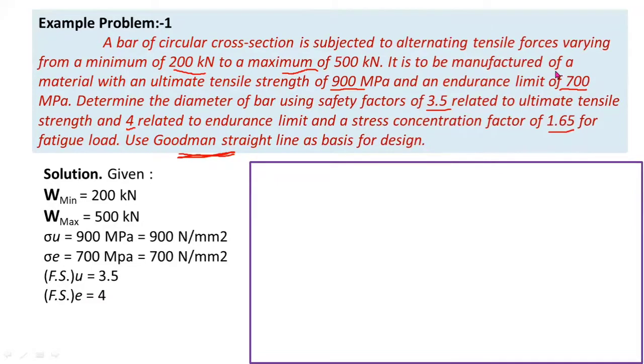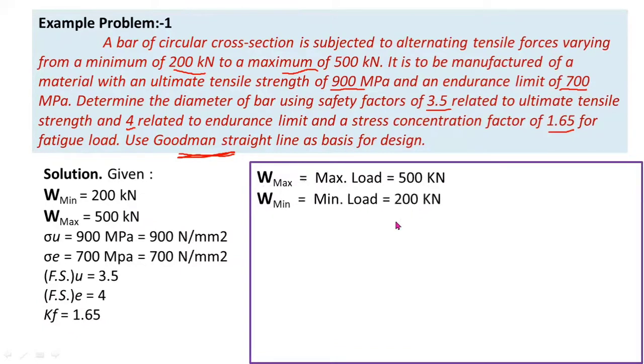Here the fatigue stress concentration factor is 1.65, that is KF. Okay, stress concentration factor for fatigue load. Fatigue load means fatigue stress concentration factor KF equal to 1.65. So here the maximum load is 500 and the minimum load is 200.